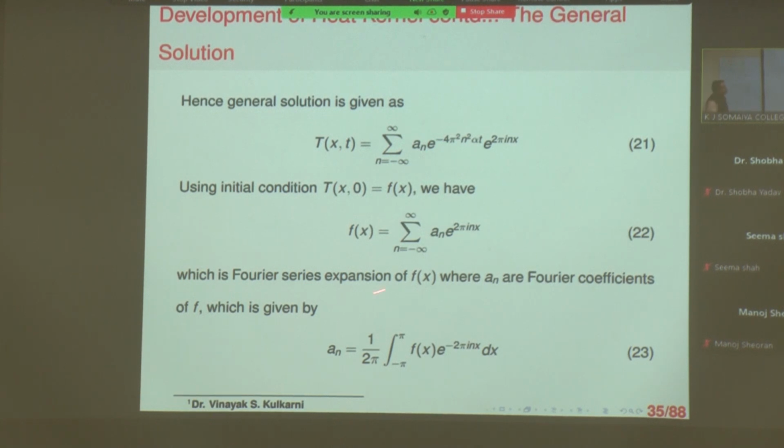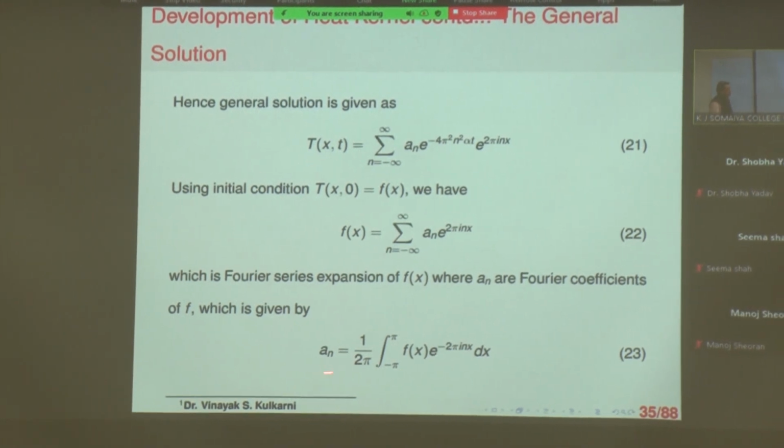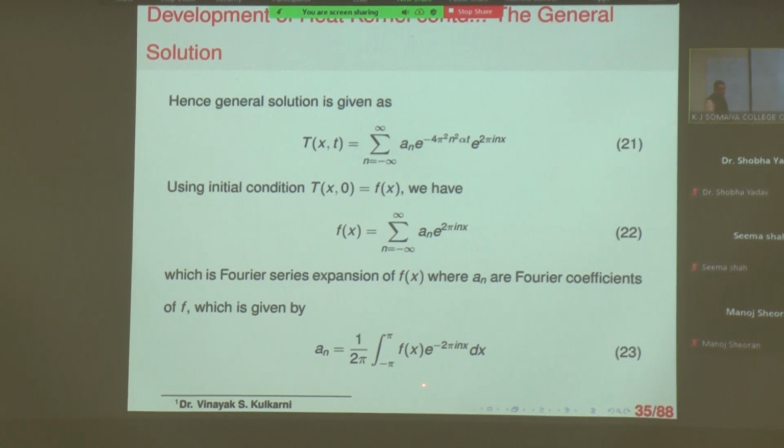Otherwise, actually equation 22 is nothing but the complex form of the Fourier series. This represents a Fourier series, and therefore a_n represents a Fourier coefficient, and for the value of the Fourier coefficient we have a standard formula. So a_n equals 1 upon 2 pi, of course with integration running from minus pi to plus pi, f of x e to the power minus 2 pi i n x. This is the formula for the Fourier coefficient.